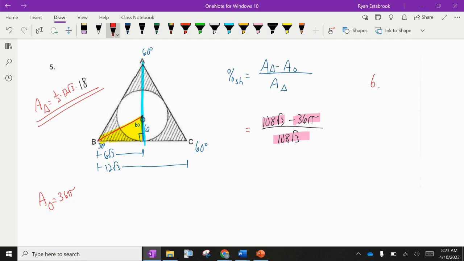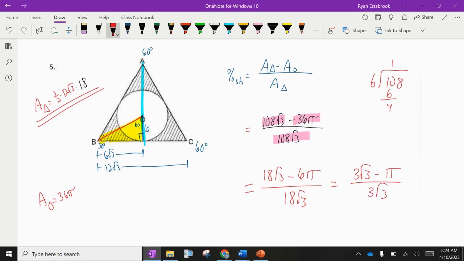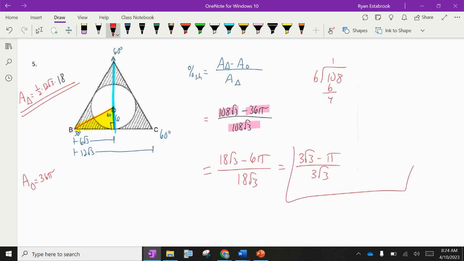So (18√3) minus 6 pi over 18√3. So there's a start. Turns out I can divide them by 6 again. So then 3√3 minus pi over 3√3. So there is an exact answer.